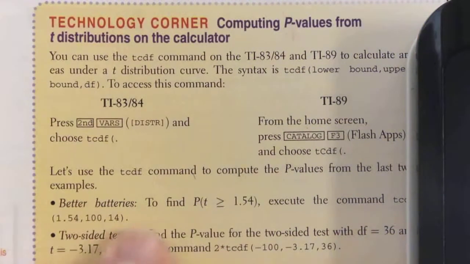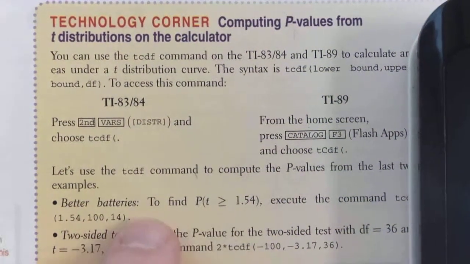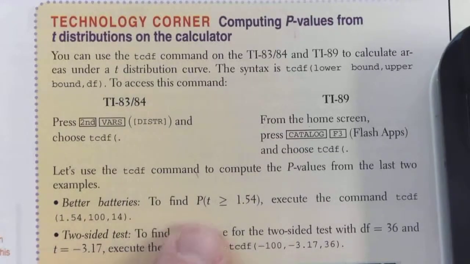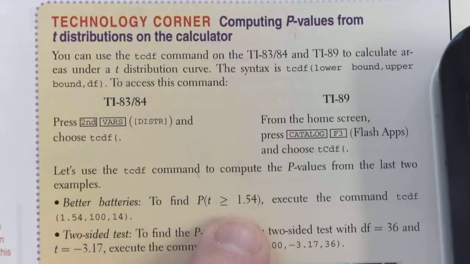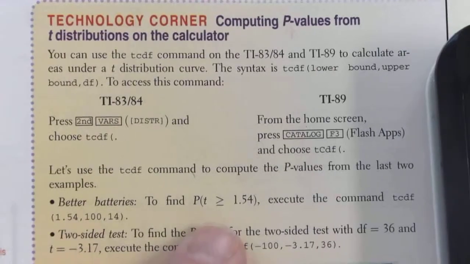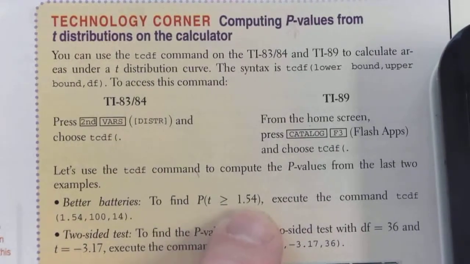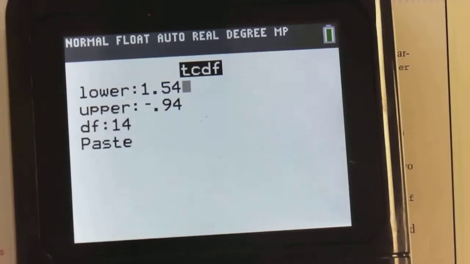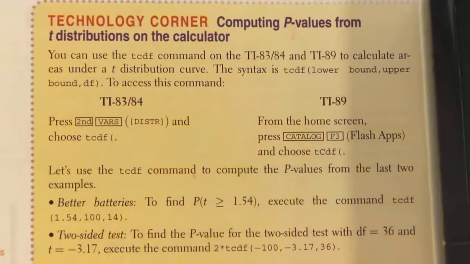I probably already did it on here. No, I didn't. This is a different one I did on here. So we want it greater than, I did a different one on here, sorry, we want it greater than 1.54. So that means our lower bound is going to be 1.54, and our upper bound is going to be something very large. You can use 100, 400. That's just what my teacher told me to do in college.